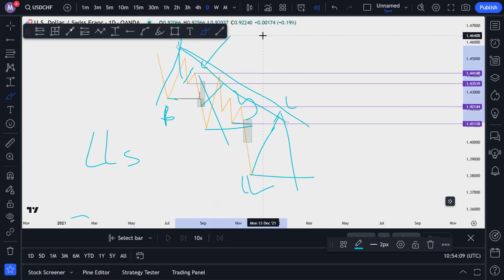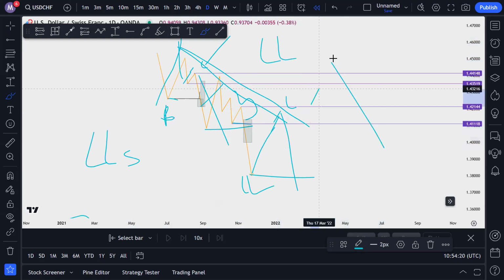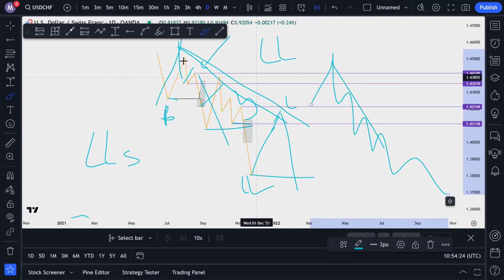If price breaks any of those lower highs, it means that price may shift or go in another direction. It means that we should have a series of lower highs dropping like this. You do not need to see price breaking maybe this line.